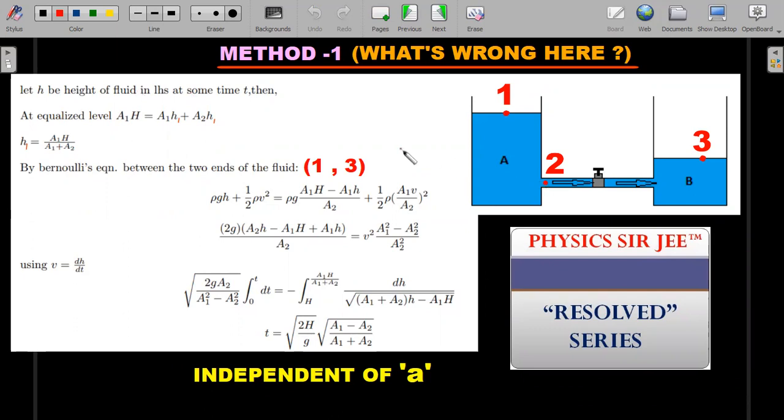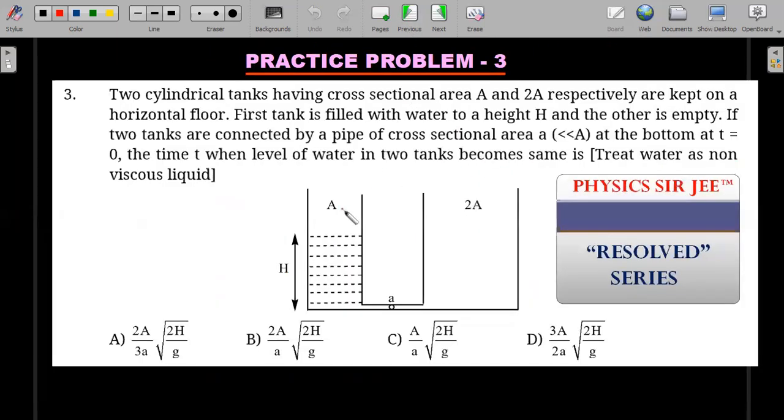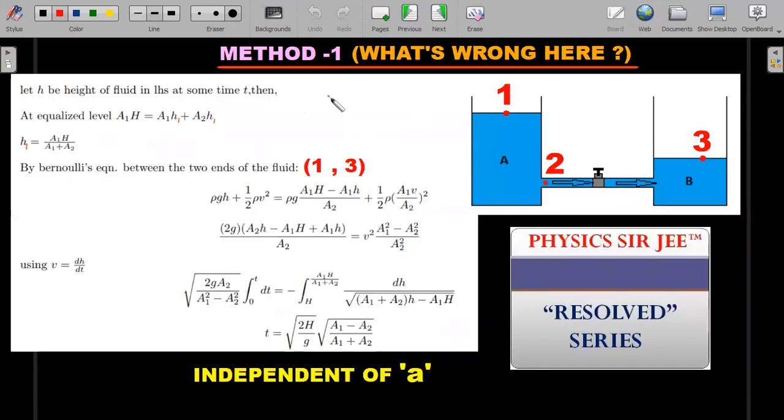What he said is, let the height h be the height of the fluid at some time t inside this side. So this is small h, let's suppose. At the equalizing level, that means once finally the liquid equalizes on both sides, a1h has to be equal to the final volume with h1, which is the final equalization height, the same on both sides. a1h is the total volume of the liquid on this side. We will substitute a1 as A in the end. So this is a1, this is a2. So a1h is equal to finally (a1 plus a2) into the equilibrium height, which I'm calling h1 in that solution. So you know the final equilibrium height on both sides.